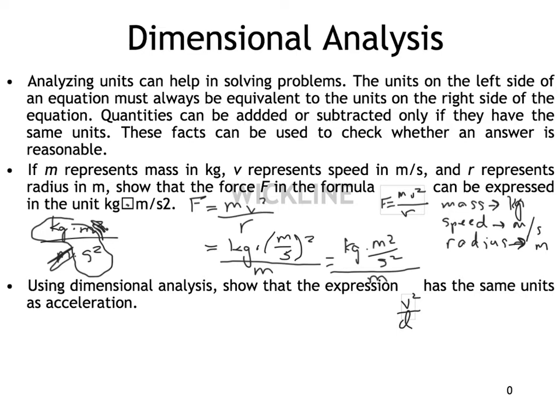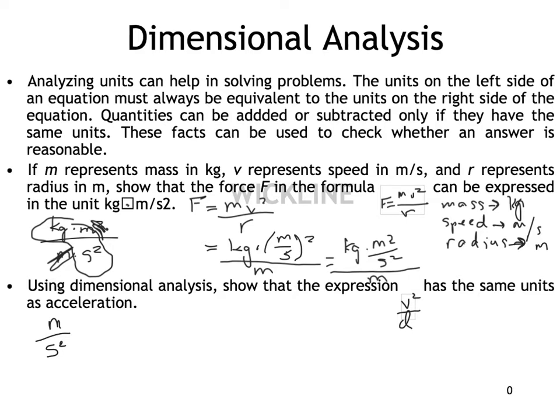So that was pretty good, right? Let's try another one. It says, using dimensional analysis, show that the expression v squared over d, I had to write that in, has the same units as acceleration. So you need to know that the unit for acceleration is meters per second squared. If we haven't done that already, make sure I give you an opportunity to memorize those.